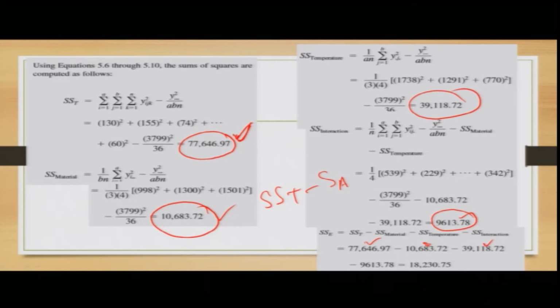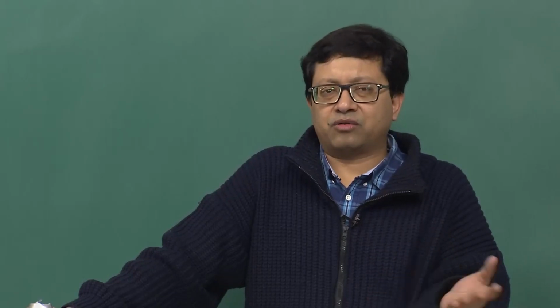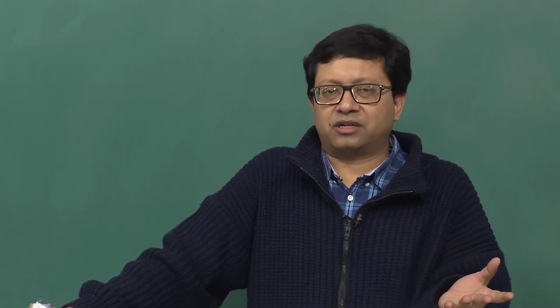And if I find the sum of squares of the errors, it comes out to be 18,230.75. So, with this you can proceed to the next level: find the mean squares, find the F values and do the test accordingly.